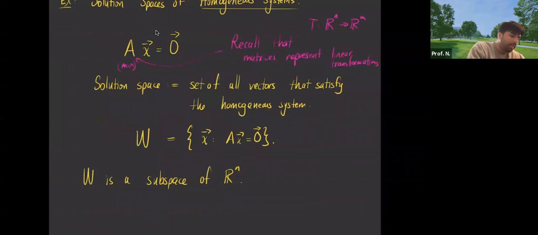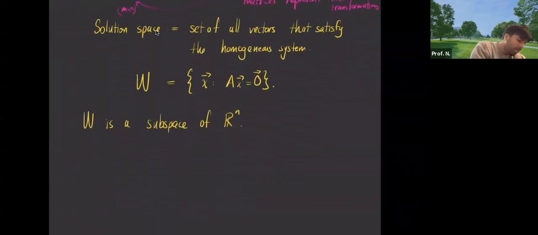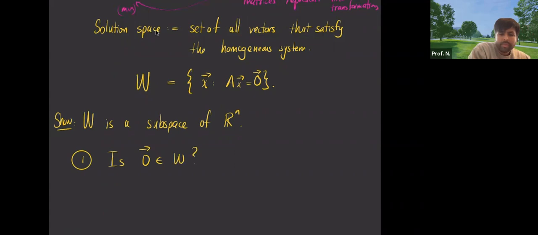Now, how do I prove that? So show: how do I show that W is a subspace of Rn? What's the first step? Is the zero vector in W? Is plugging a zero into this matrix equation giving me zero? Well, obviously yes. If I take A and multiply by the zero vector, don't I get zero? So yes, this checks out. So far, so good, right?